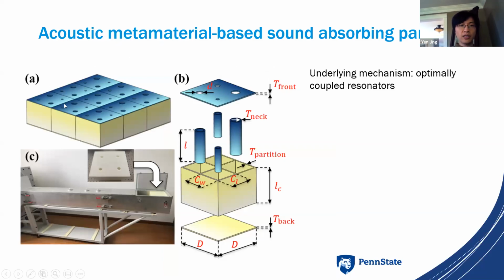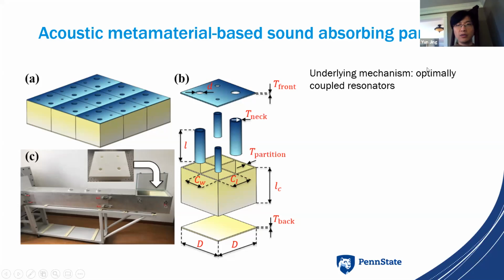As you can see, our design looks like this. This is basically a panel with a periodic arrangement of unit cells. The unit cell looks like this: you have a perforated panel with 4 different perforations of different sizes, and they have 4 different necks going into cavities. The cavities are identical. This is our acoustic metamaterial panel, and we put the panel into this impedance tube for measurement.